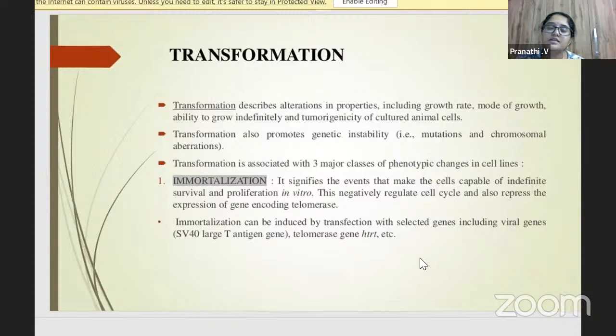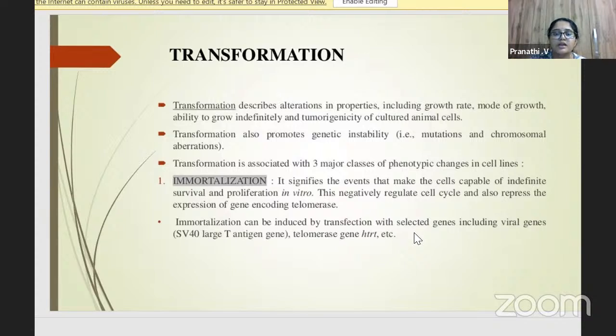And transformation is wherein, whenever there is an alteration in the growth rate or mode, any tumorigenicity and mutations, or any chromosomal differences like indels, all of it can be seen. It is associated with the cell lines, wherein you can actually immortalize the cell line. Because of this, indefinite proliferation takes place in vitro, in your test tube or in the lab. This will actually be useful in the cell cycle.